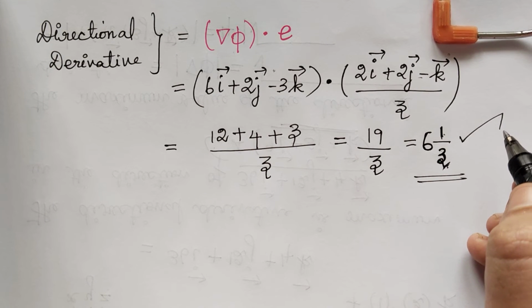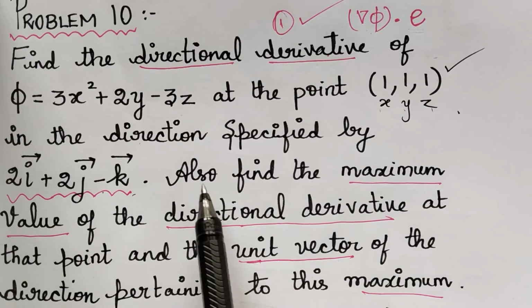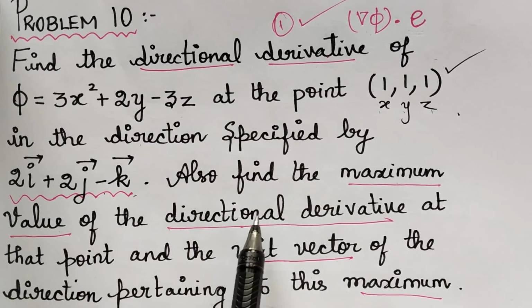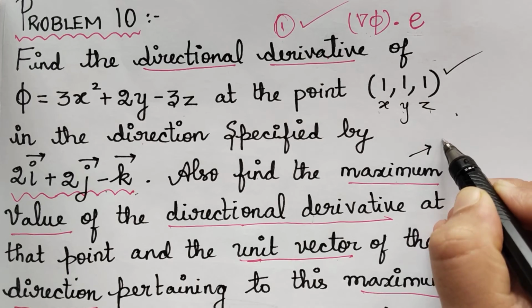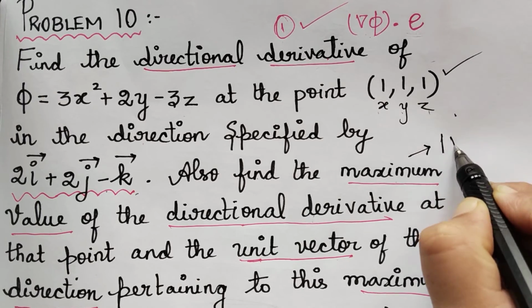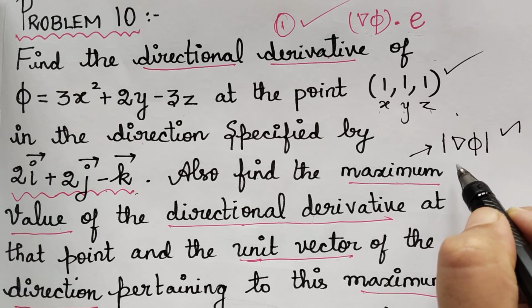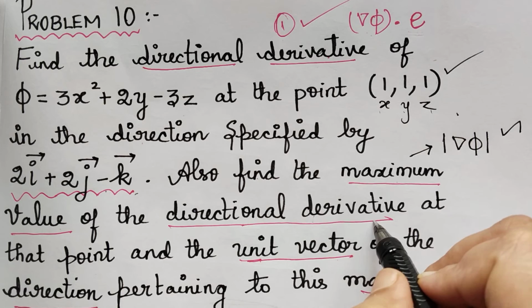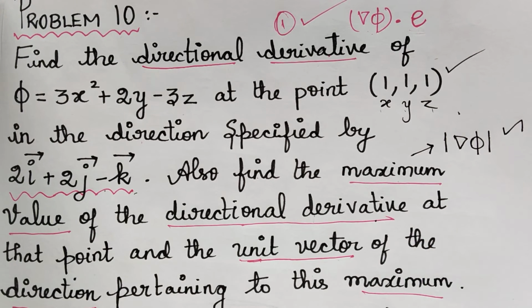So that was our first question. Now the second question is to find the maximum value of the directional derivative. We know that the maximum value of the directional derivative is given by the magnitude of nabla phi, so modulus of nabla phi. We have already seen this when we learned the formula. So let us find that now.